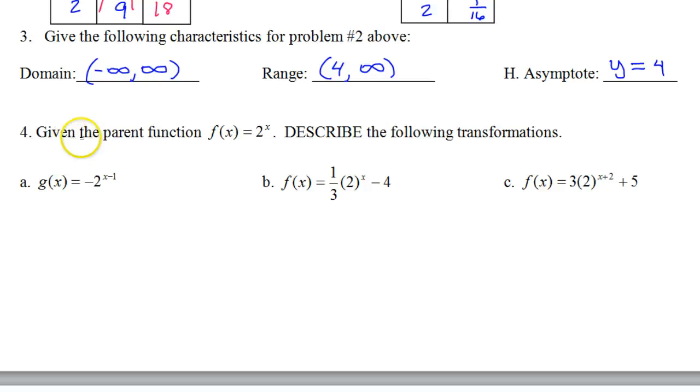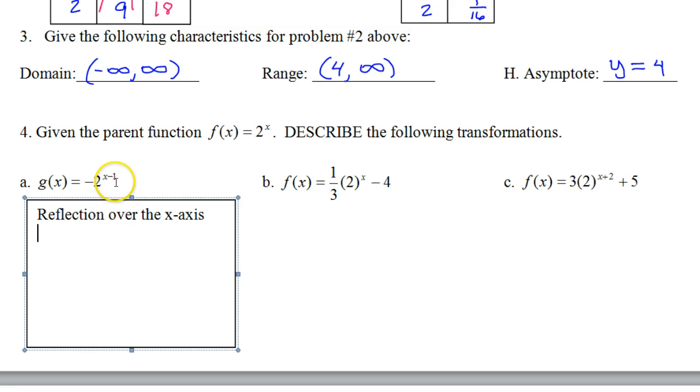Okay, so for number 4, given this parent function, we're supposed to describe the following transformations. Okay, these should have all been called g, so it wasn't the same as function f, because you can't have two different functions be called the same thing. Anyway, I'm nitpicking. This one has two transformations. The negative in front is a reflection over the x-axis. That -1 is a shift to the right 1. Okay, it's the opposite of what you would normally think. And that's it for A.